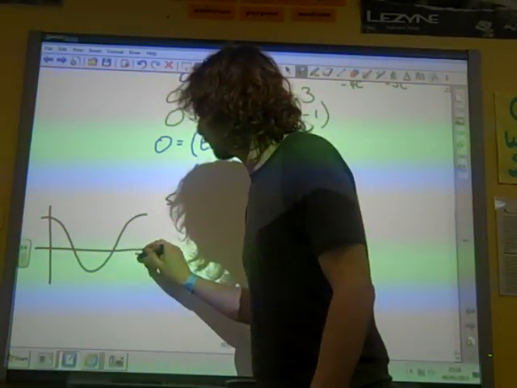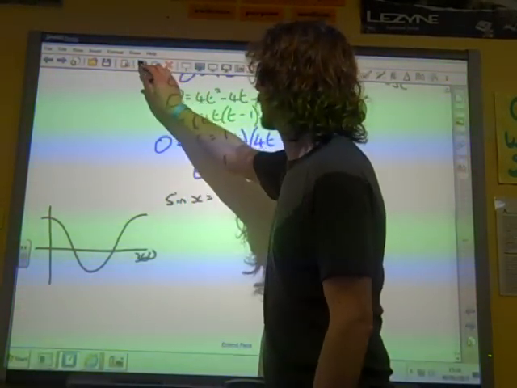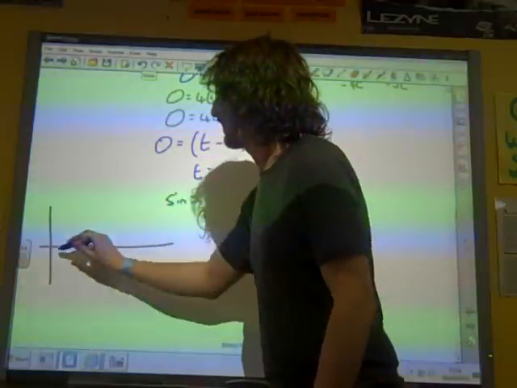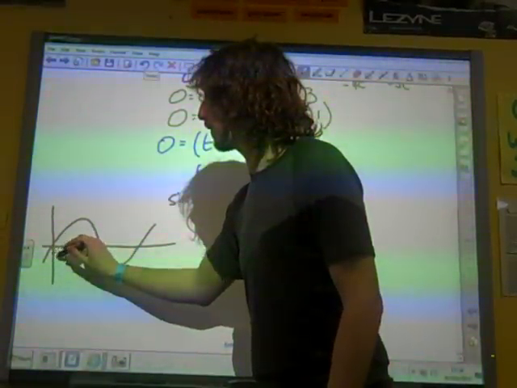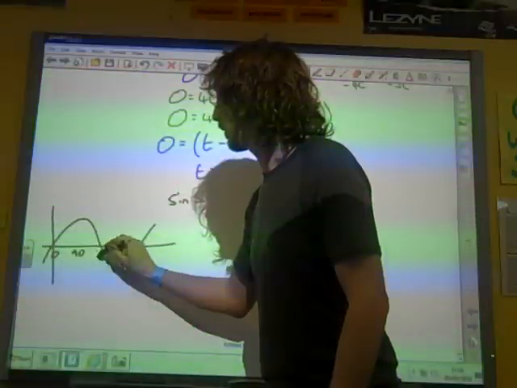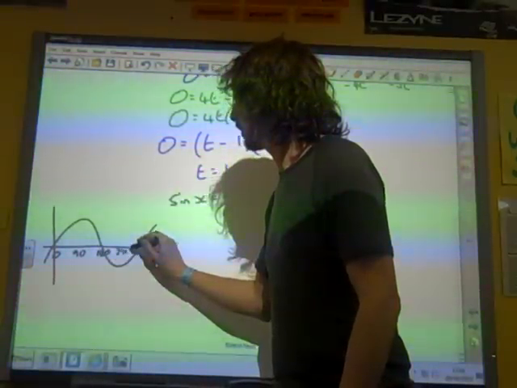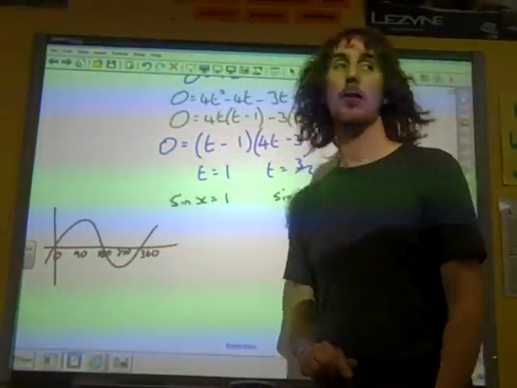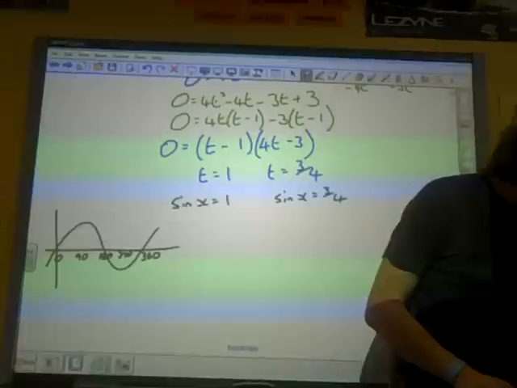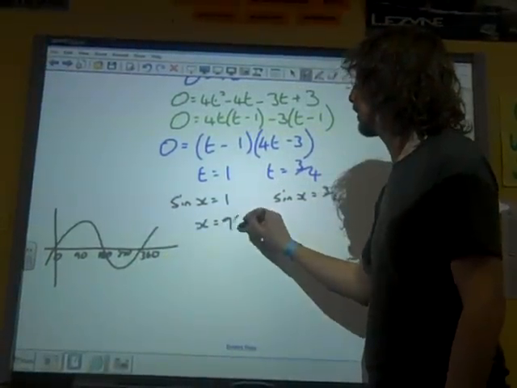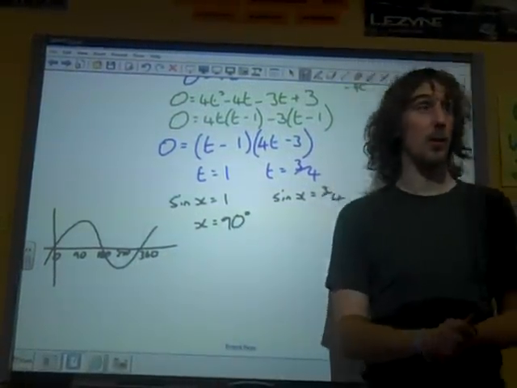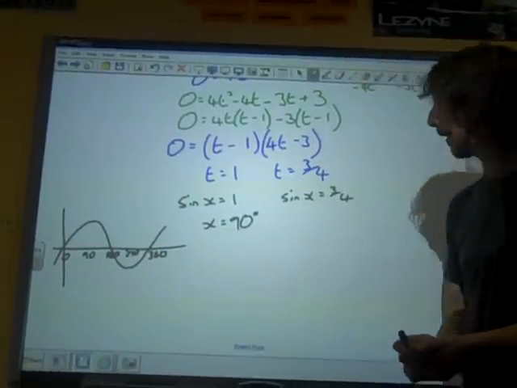It was... I've just drawn the cos graph. Yes, 90. Here we had our values. The only time it's going to be 1 is at 90 degrees, so x is 90 degrees. And that's our only solution in the range 0 to 360.